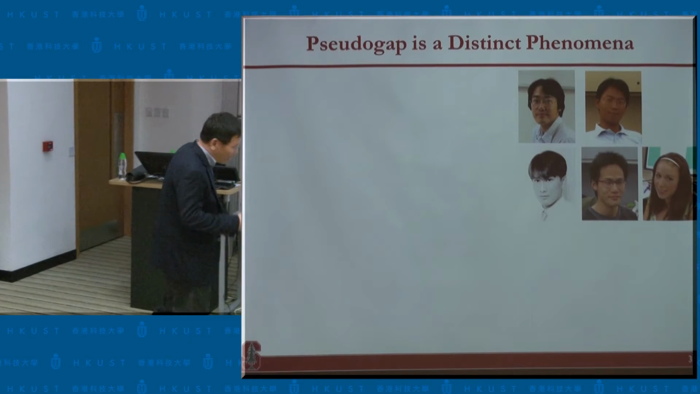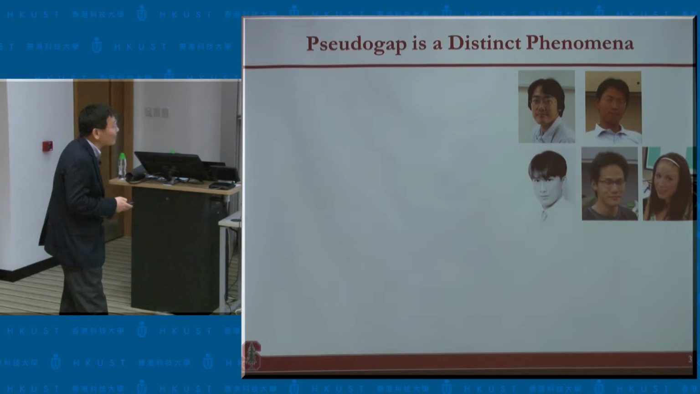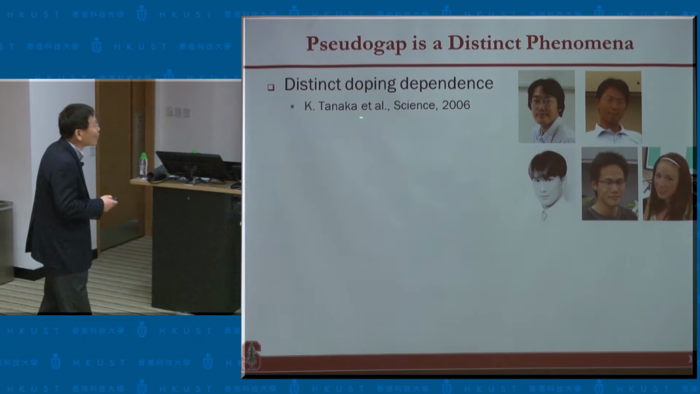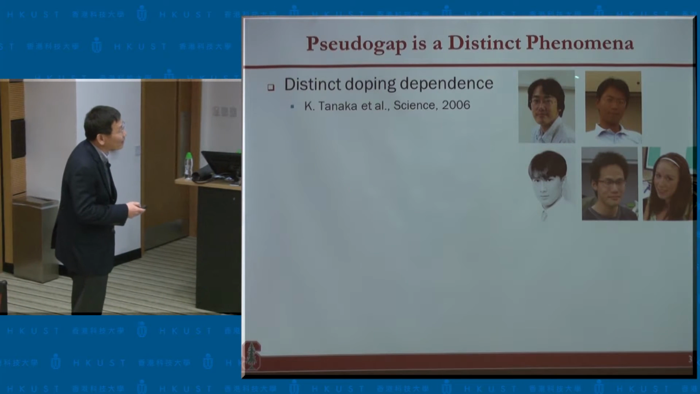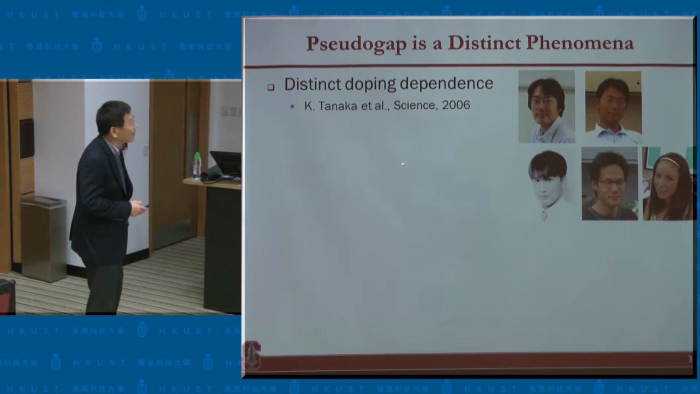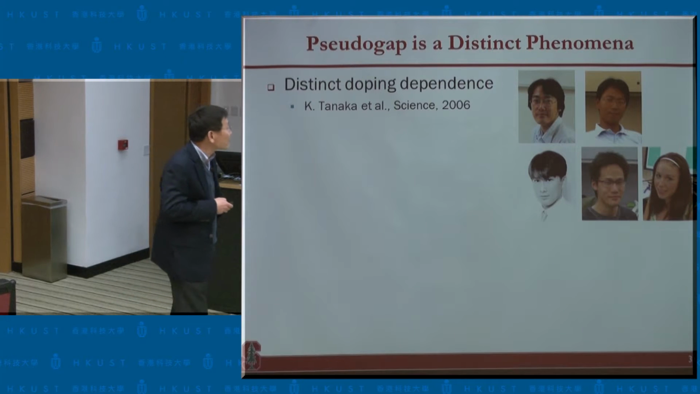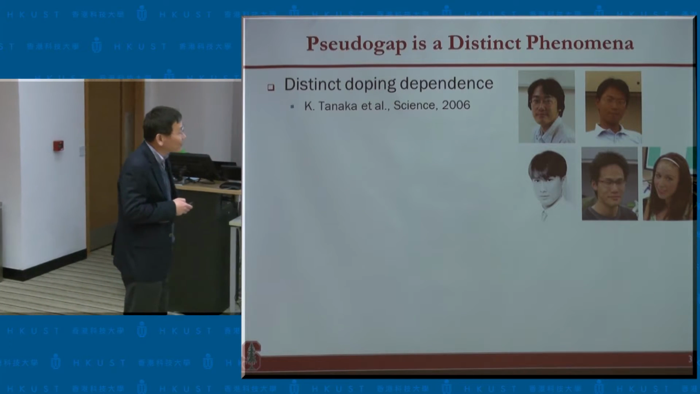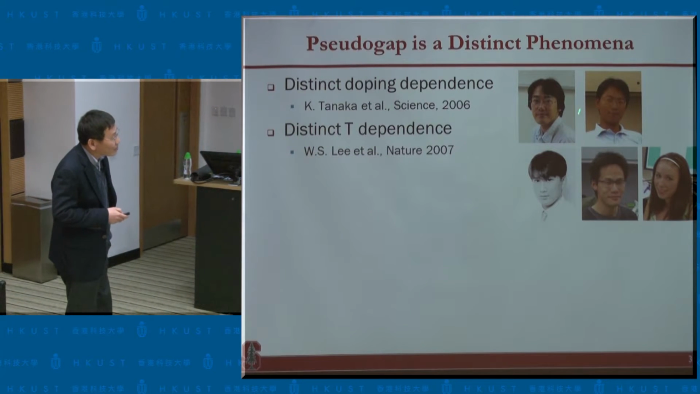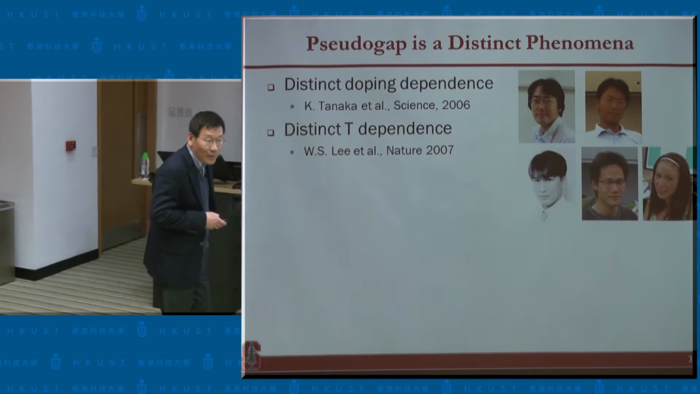So let me just acknowledge these four individuals who made particular contributions. The first work was actually led by Kyo Tanaka, who is now on the faculty at Osaka University. He realized that these two gaps have distinct doping dependence. Then it was the work by Wei-Shen Li in 2007. We realized these two gaps had distinct doping dependence.